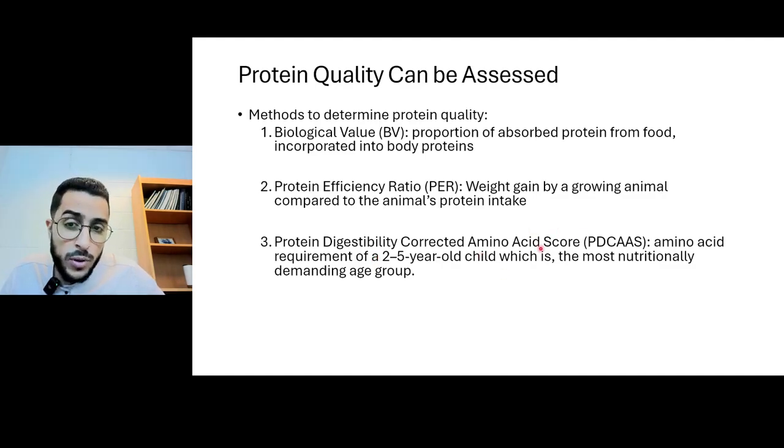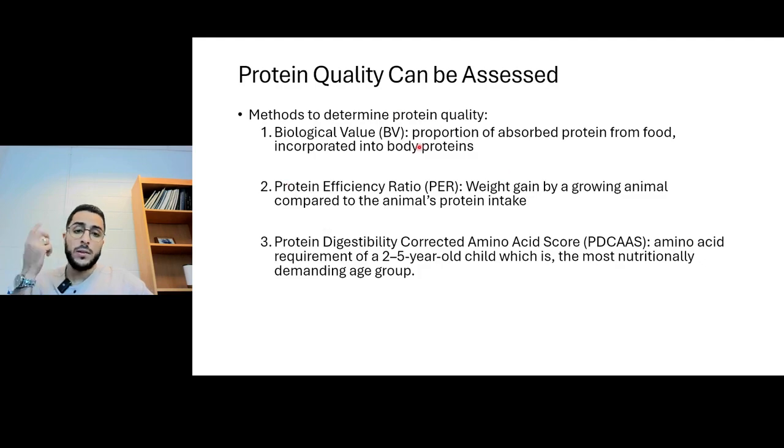and this refers more to the amino acids. Okay? And it is basically the amino acid requirement of a 2 to 5 year old child. This group is the most nutritionally demanding age group, so it's used as a reference group. Okay? So yeah, that's pretty much it. In the exam, I'm not asking you to calculate any of these, so this is just some values that are used in nutrition to assess the quality of a protein or of certain amino acids.